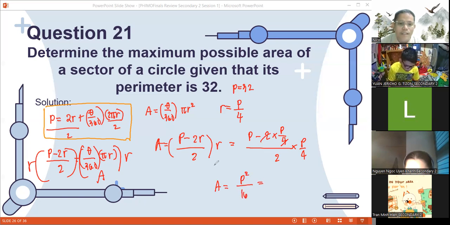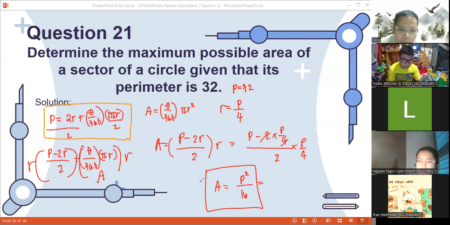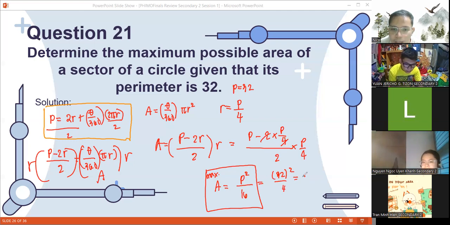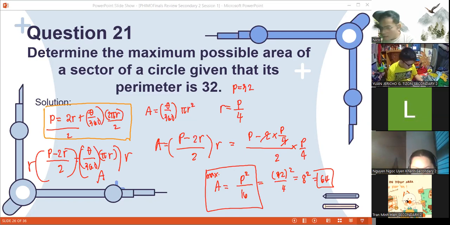So in other words, you can just simply memorize this formula for the maximum area. It's just this one, no need to complicate. It's simply equal to 32 over 4 squared. That's 8 squared, that is 64. So 64 is our answer. You memorize the formula, you memorize the shortcuts, so that in the actual exam you will answer it fast.